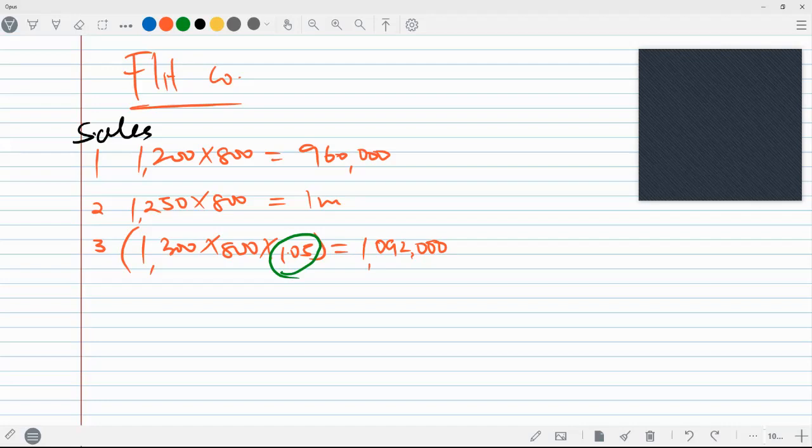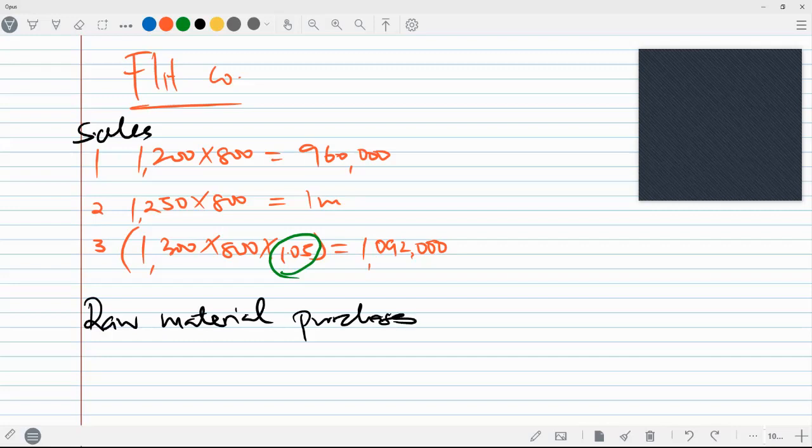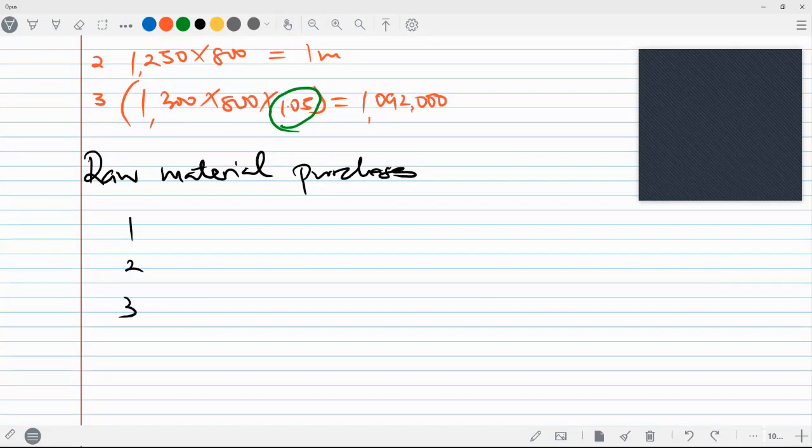Note 3. Each unit produced requires 2 units of raw material, 2 units costing 200 per unit. Raw material purchases are on 1 month credit, which means production done in the month of January, when was it paid for? In February. So here is the payment for raw material purchases, for January, February, March.